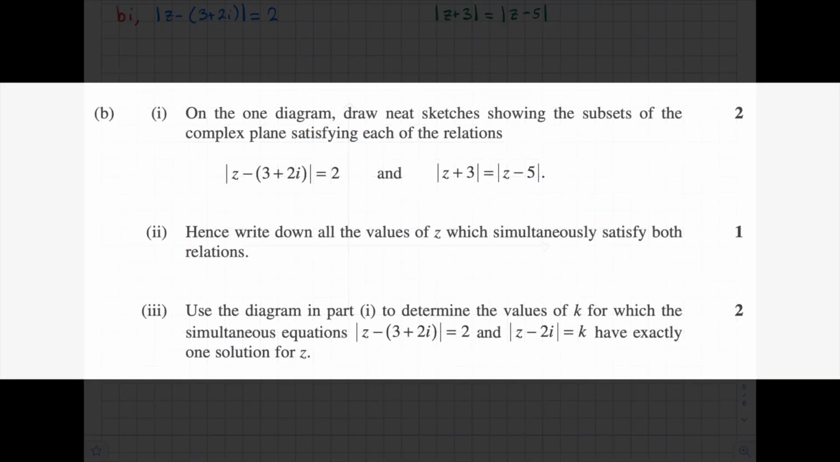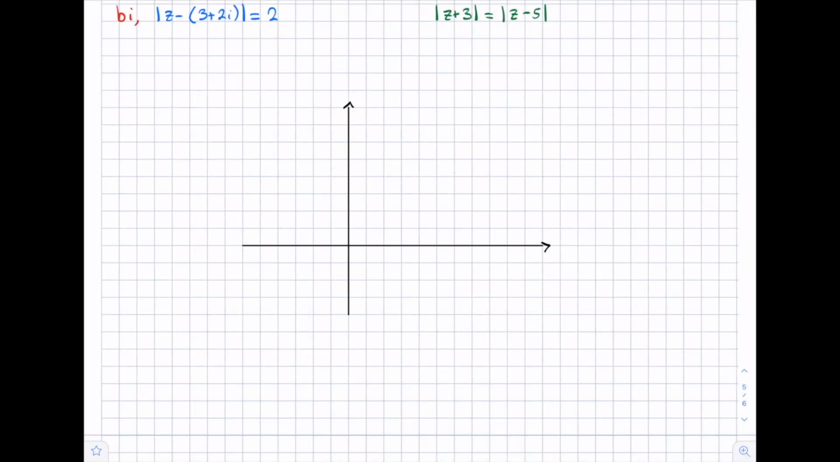Question B, Part I says, on the one diagram, draw neat sketches showing the subsets of the complex plane satisfying each of the relations: the modulus of z minus 3 plus 2i is equal to 2, and the modulus of z plus 3 equals the modulus of z minus 5. So we want to draw some regions in the complex plane, or you may have heard of them being referred to as locus, or loci, since we have more than one. And these loci are in some standard forms. Hopefully you're able to recognize what they are.